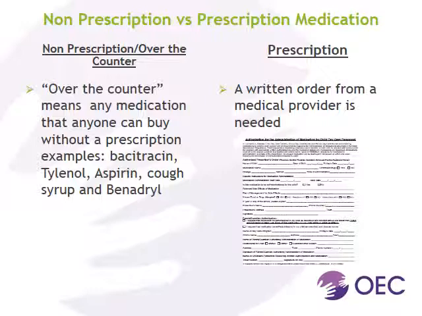In addition to distinguishing medication by the route they are administered, medications fall into two categories. First, there are those that are non-prescription, or more commonly referred to as over-the-counter medications. These medications can be bought without a prescription. Examples of non-prescription medications include bacitracin, Tylenol, aspirin, cough syrup, and Benadryl. The second category of medications are those that are prescribed by a medical provider. A person cannot go into the store and buy these medications without a prescription. Examples of prescription medications include Ritalin, Concerta, birth control pills, and asthma medications.